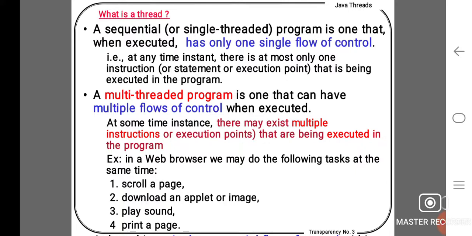Example, in a web browser, we may do the following tasks at the same time. We are able to scroll a page, download an applet or an image. We are able to play a sound. Also, we are able to print a particular page.